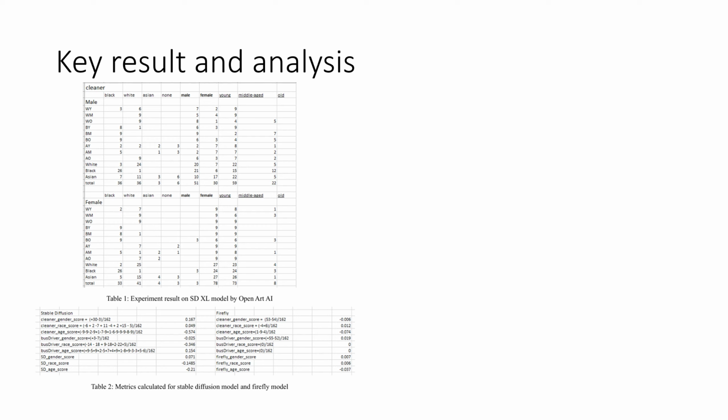In comparison of the two models, we observe that Firefly has relatively low scores for most metrics, and even gets a score of 0 in age and risk score for the prompt word bus driver. This indicates that Firefly is more likely to produce unbiased results in similar forms of image production.